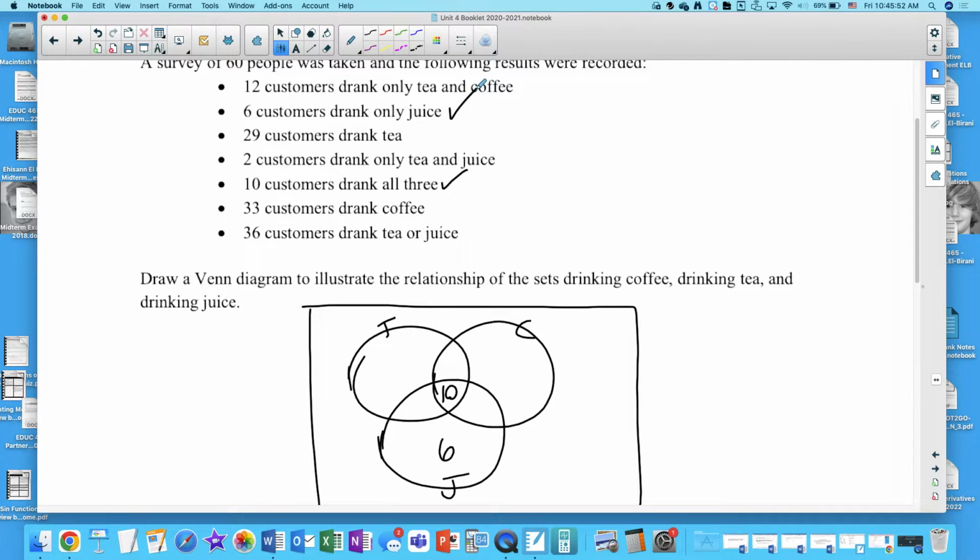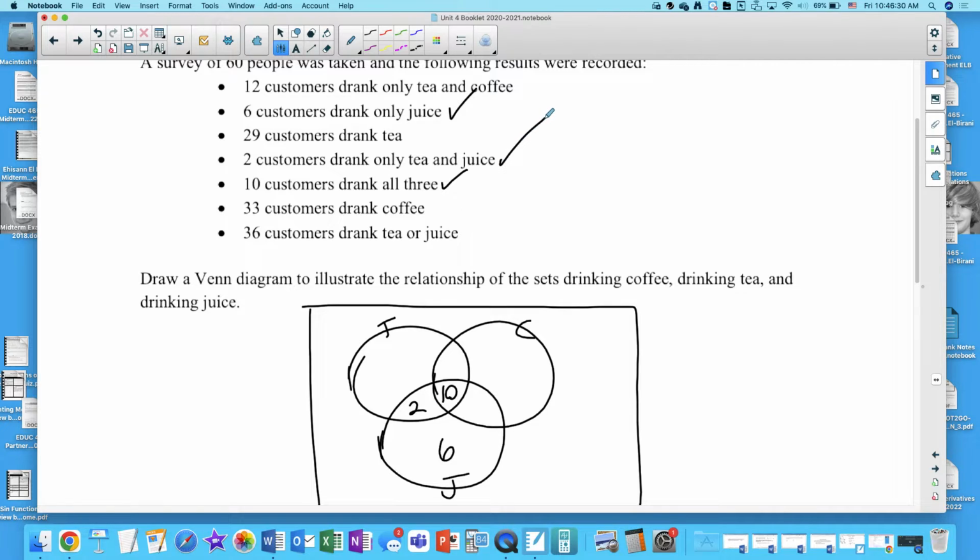Okay, what else? The 2 customers drank only tea and juice. Yeah, so only tea and juice. If you only drink tea and juice, you drink those 2 drinks, but what do you not drink? Coffee. You do not drink coffee. So only tea and juice means the overlap of tea and juice, but not the coffee. This part's 2. If it had just said tea and juice, the entire football would have had to equal 2, which is not possible because there's already 10 people in there. Okay? All right, so that is done.